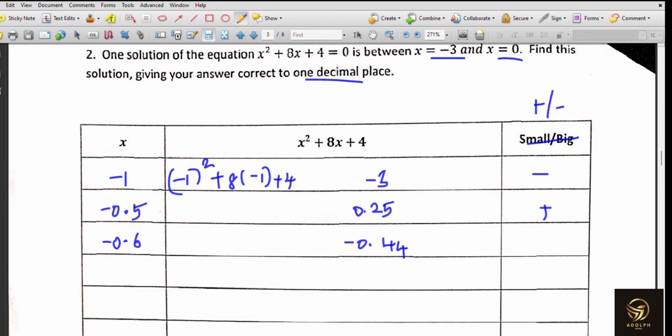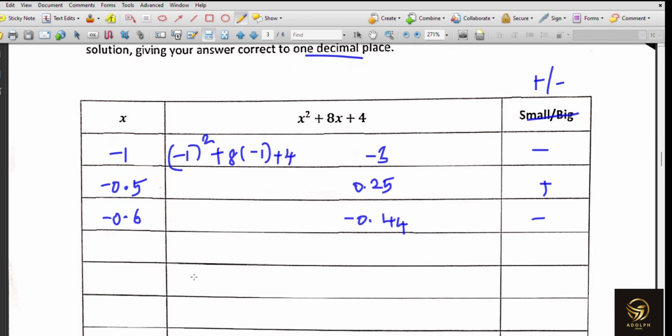So this is negative, and you can see that the negative-positive change is happening in between these two numbers. So either the answer is going to be minus 0.5 or minus 0.6. We have fixed it because the change is happening here. How to conclude it? Let's take the mid value, minus 0.55. If I'm taking minus 0.55, I'm getting minus 0.0975.